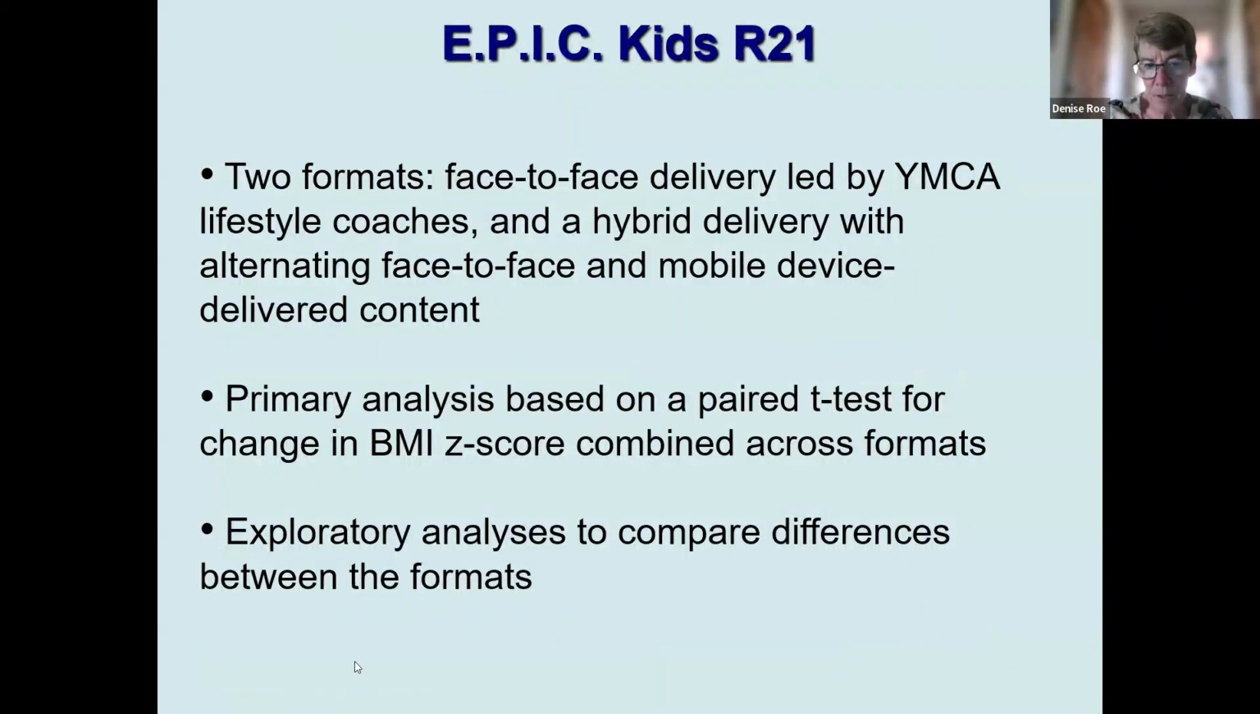The primary analysis was based on a paired t-test. So we were doing pre-post for change in BMI z-score. Since these are kids, we can't just use their BMI. We have to use their z-score, which comes from tables that are constructed by the Centers for Disease Control and Prevention that take into account their chronological age. And our primary analysis was combined across the two formats. We were going to do exploratory analyses to compare differences between the formats.